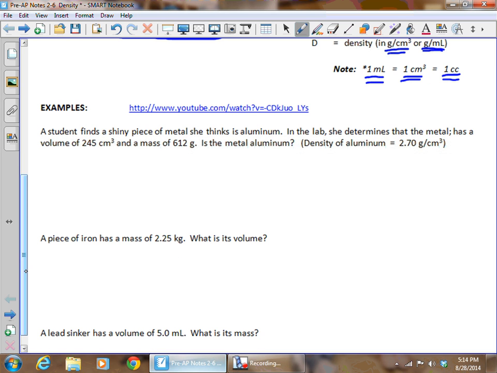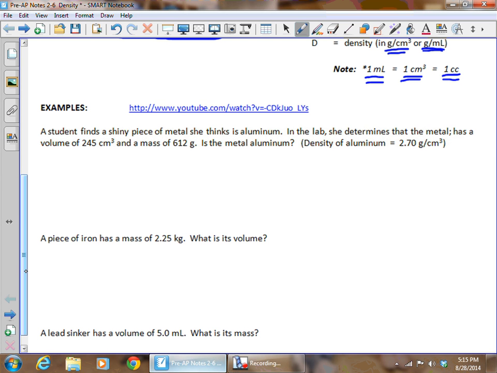So let's look at our first example. A student finds a shiny piece of metal she thinks is aluminum. In the lab, she determines that the metal has a volume of 245 cubic centimeters and a mass of 612 grams. Is the metal aluminum? And it gives us the density.